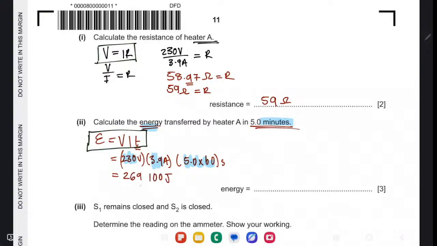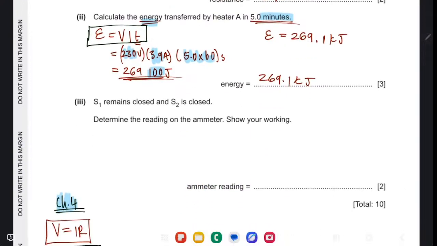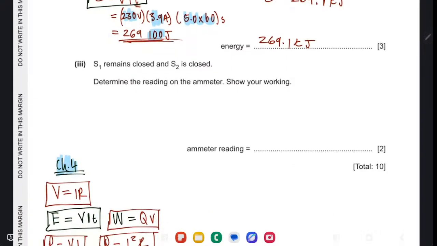Well done. This is the correct answer, 100 joules. You can write it like this, okay? For those who want to convert things to kilo, you remove the last 3 digits, so it becomes 200. You say E is equal to 269.1 kilojoules. After you put joules, then you can now convert. So you can write 269.1 kilojoules, or you can write 269,100 joules. If you're not sure, never lose a mark for not converting properly.